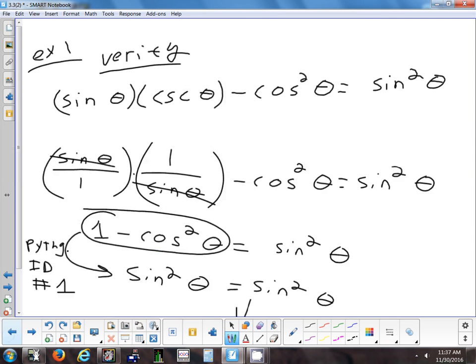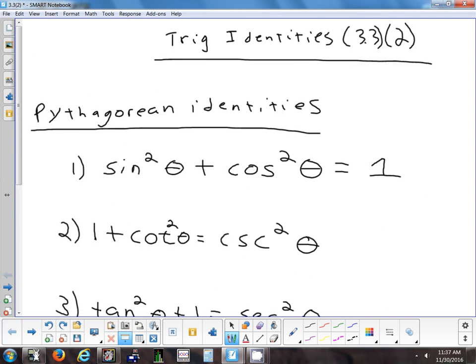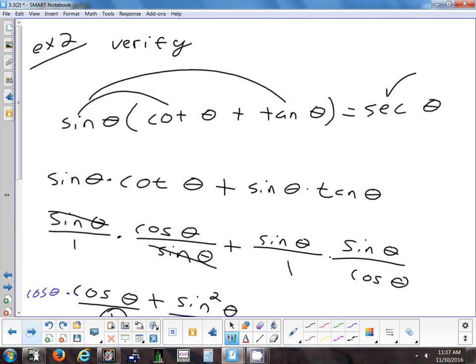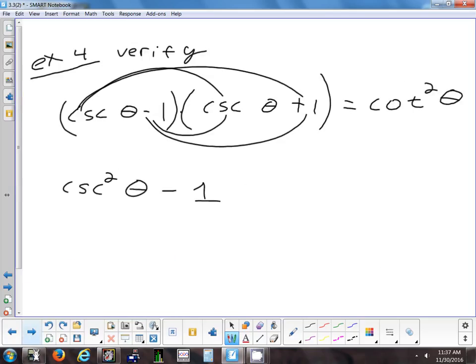Let's go back. Does anybody kind of see cosecant squared minus 1 up there hidden? It's the second one. You just go like this. What is cosecant squared minus 1 the same as? It's the same as cotangent squared, which hopefully is what they wanted me to get. Done.